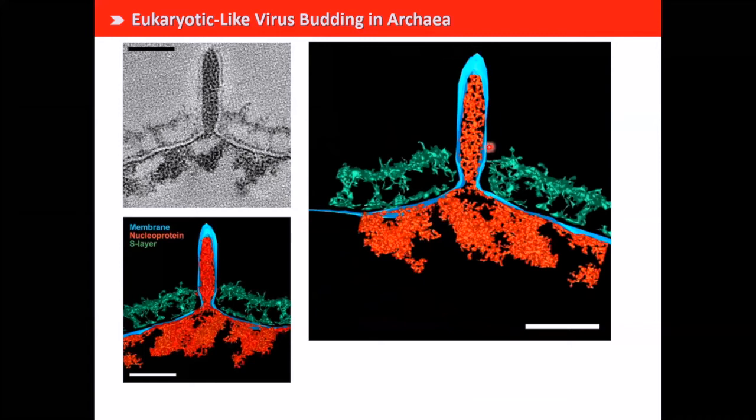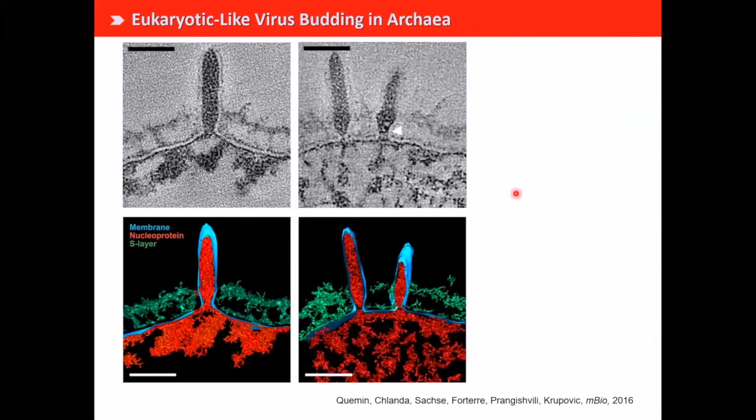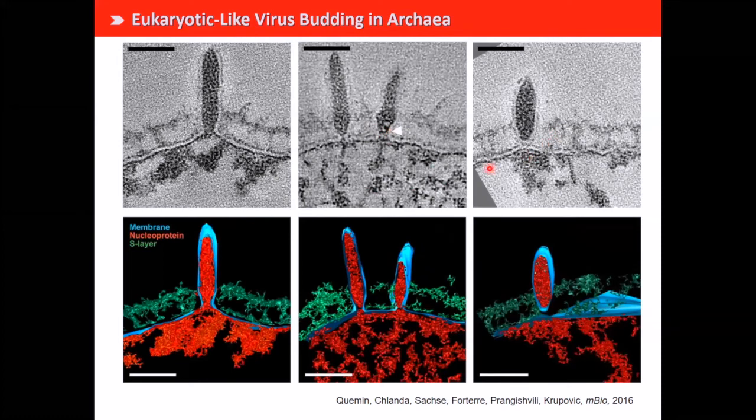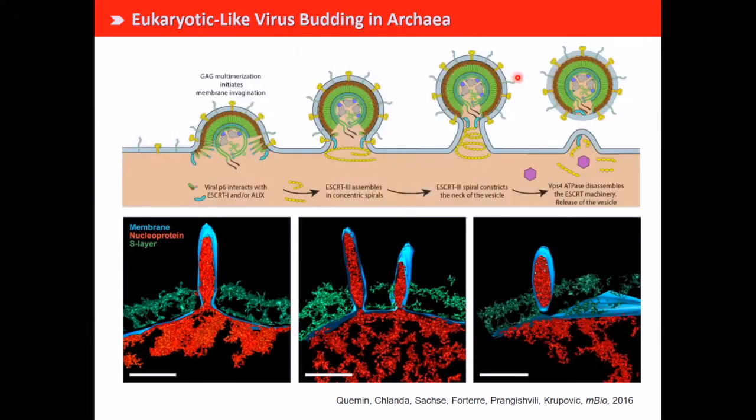And then the particle is formed and extrudes through the surface layer, which covers the archaeal cells. So it's just a protein layer on the outside. In the next step, this budding particle is being constricted at the base, and eventually the membrane scission takes place, and the particle departs into the environment. And this type of virion assembly and release is very much similar to the budding of different enveloped eukaryotic viruses, such as HIV, influenza, and many others.